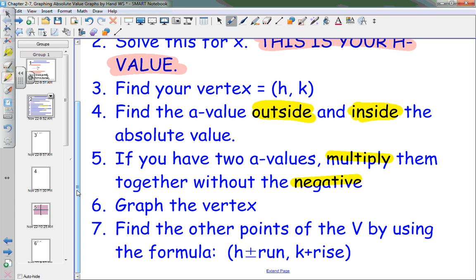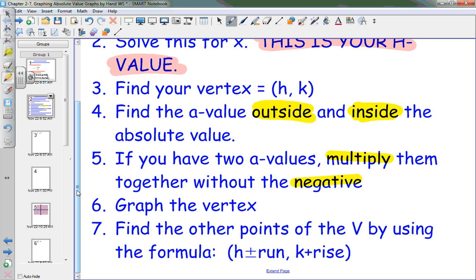After you find your two A values, I need you to multiply them together without the negative. Now that negative is a little bit confusing. Let's say you have a negative on the inside of your absolute value. What is the absolute value of negative 5? 5. Can you have a negative number when you pull it outside of an absolute value? No, the outcome always has to be positive. So whenever I say to multiply them together, ignoring the negative, I'm talking about ignoring the negative on the inside. Okay, we'll do an example of that.